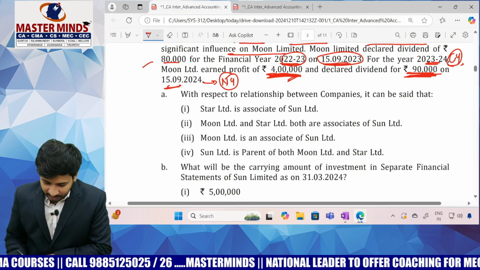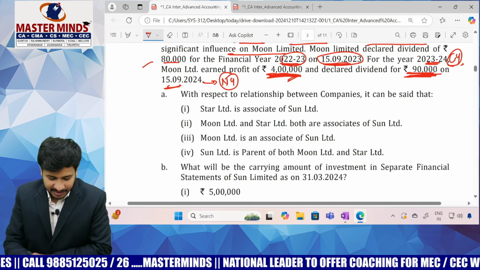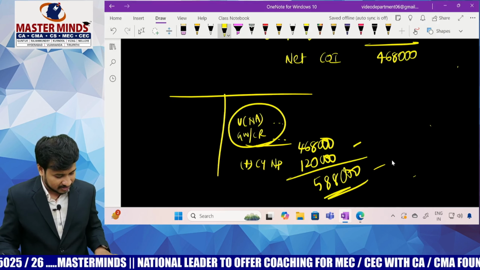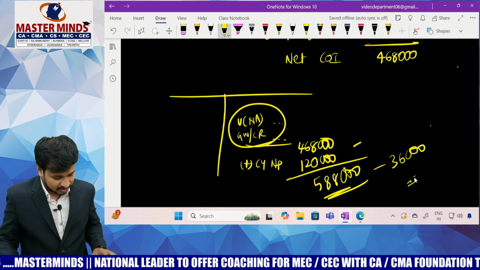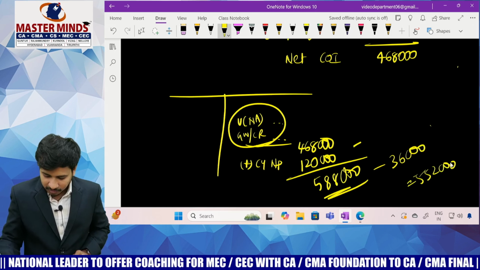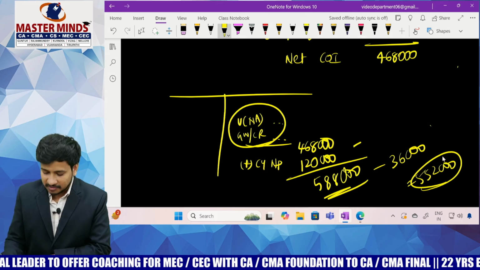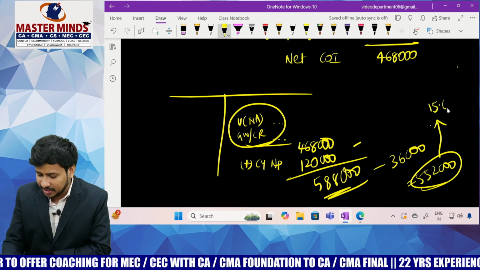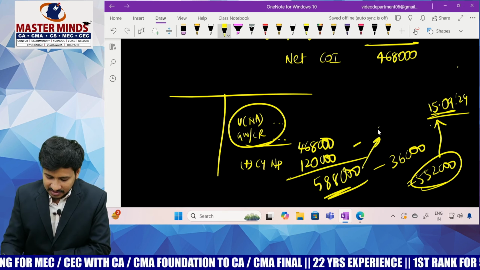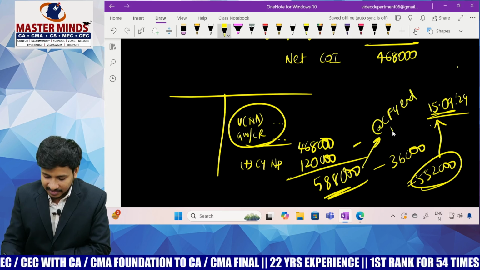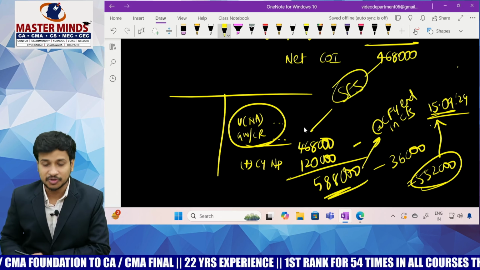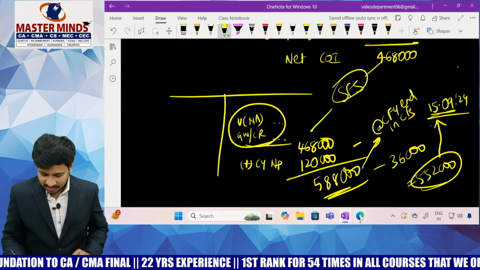Now, if you observe, the company further declared a dividend of 90,000 on 15/9/2024. So deduct out of 90,000, we'll get only 40%, that is minus 36,000. So 588 minus 36 will be 552,000. And this 552,000 is the carrying amount as at 15/9/2024, that is in the next financial year, and this is for the current financial year ending in CFS, and this 4,68,000 is the value that shall be shown in SFS. And anyway, let me proceed further.